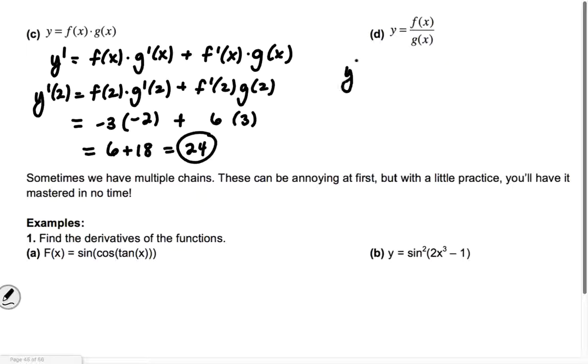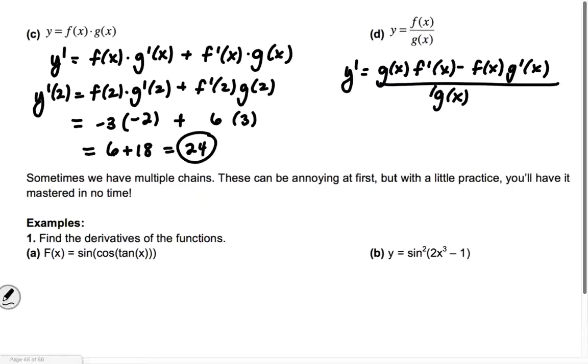So quotient rule, so we do our low, g of x, d high is f prime of x, minus high is f of x, d low is g prime of x, all over the square of what's below, so g of x squared.